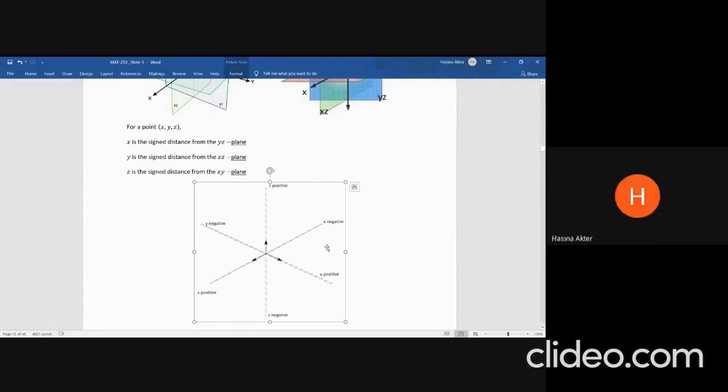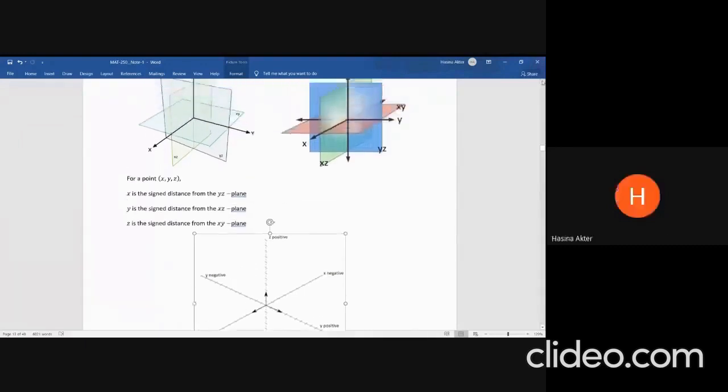So now I am going to ask a question for you. If you go under the horizontal plane, to the room which is just under this room, what should be the sign of X, Y, Z? X negative, Y positive, and Z negative. Do you understand that?